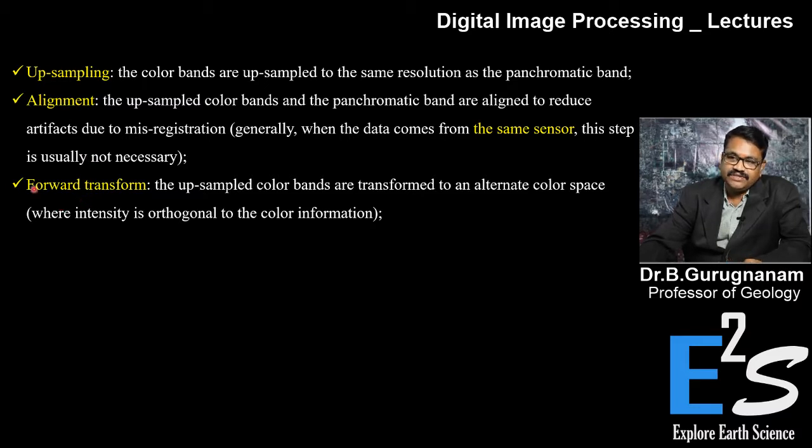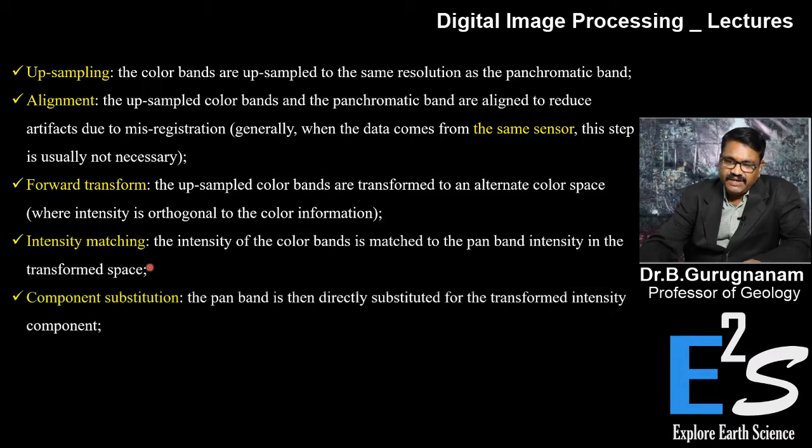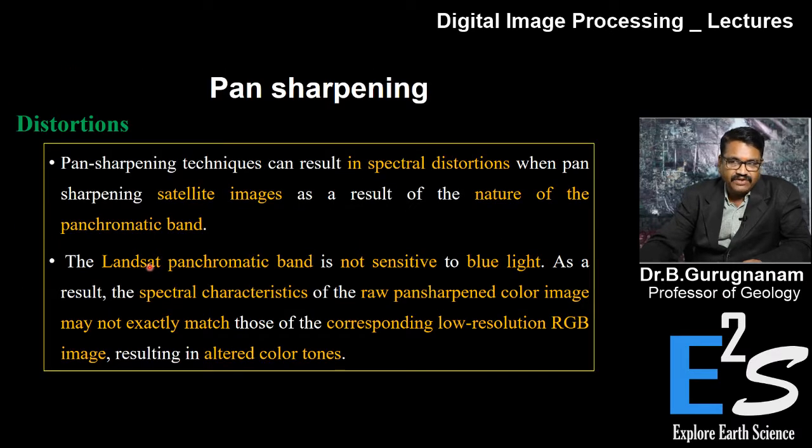careful evaluation. Then the forward transformation: the upsampled color bands are transformed to an alternate color space where intensity is orthogonal to the color information. Again, we have to be doubly careful. Then intensity matching and component substitution; these are the different steps involved in the exercise. And the reverse transformation, which sometimes we have to do if it is not matching.